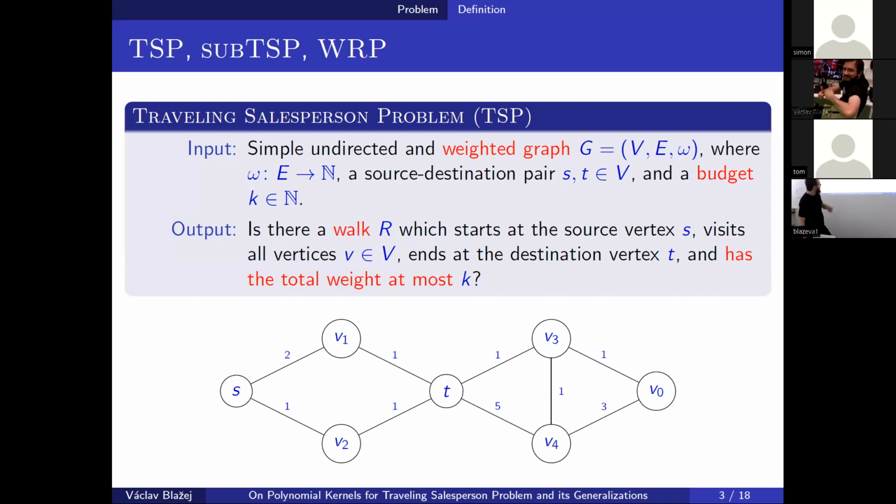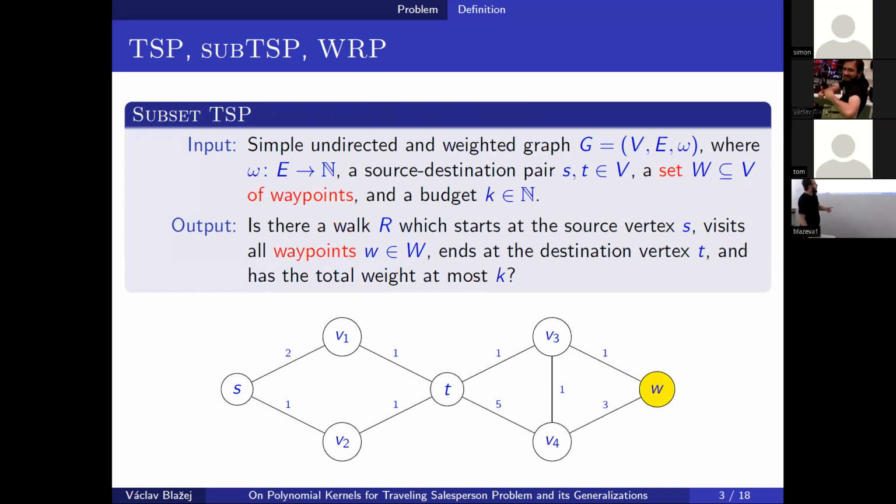We also study some generalizations of this problem. One of them is that we have some waypoints that we need to visit, but they may not contain all the vertices. So there is only a subset of vertices I need to visit. In this case, for example, only this vertex needs to be visited. So I will go here and back to D, not visiting B1 and B4. It is somewhat similar to a spanning tree compared to a Steiner tree: you have TSP and subset TSP, where you need to visit some subset.